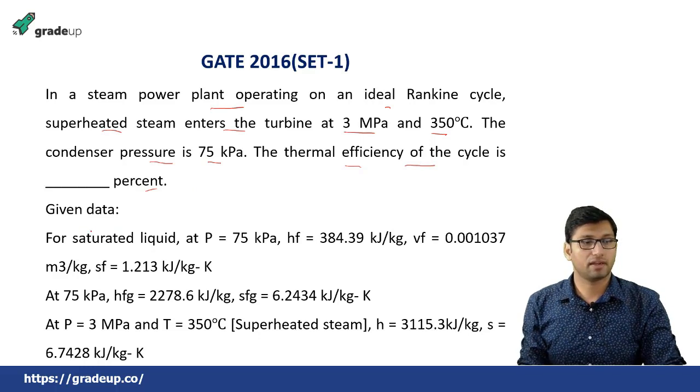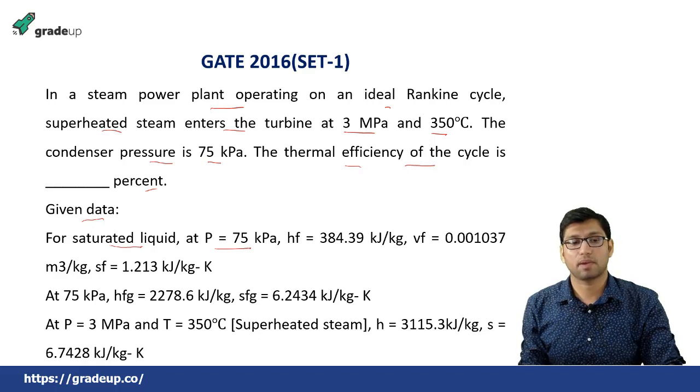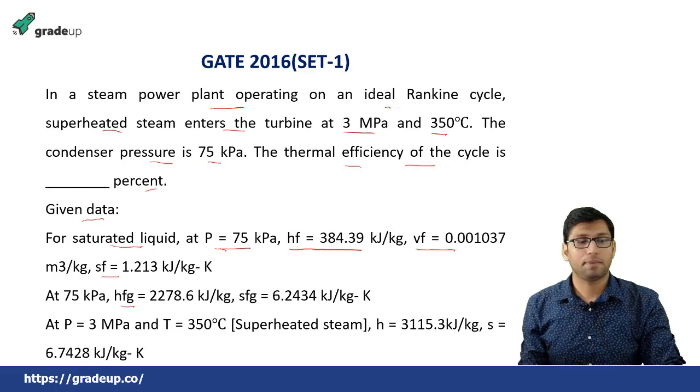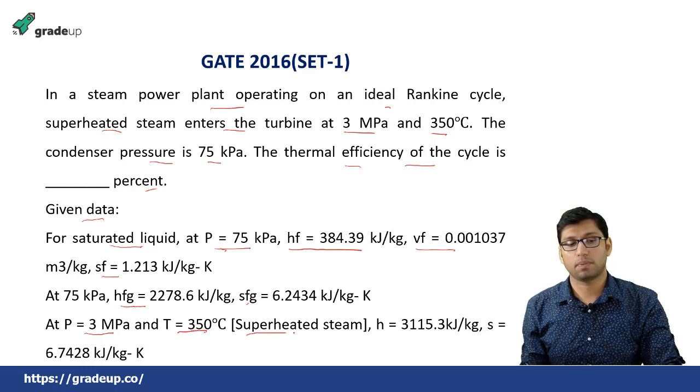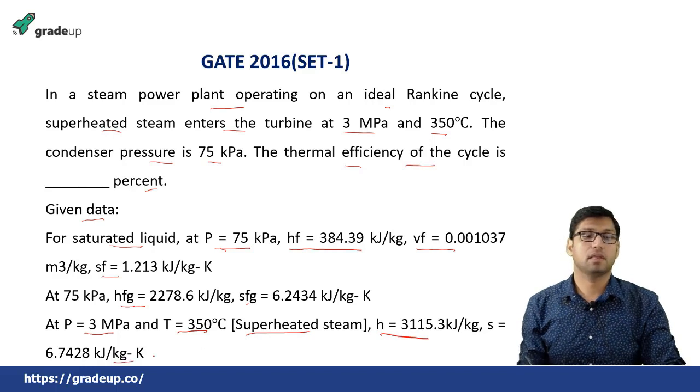Also it is given to you that for saturated liquid at the condenser pressure of 75 kilopascal, the value of enthalpy of saturated liquid, specific volume, and specific entropy are given to you at 75 kilopascal. Also, the enthalpy change and entropy change at 75 kilopascal are given to you. Along with that, it is given that at 3 megapascal, which is the turbine pressure, the enthalpy and entropy at 350 degrees Celsius, that is superheated steam, are given to you.